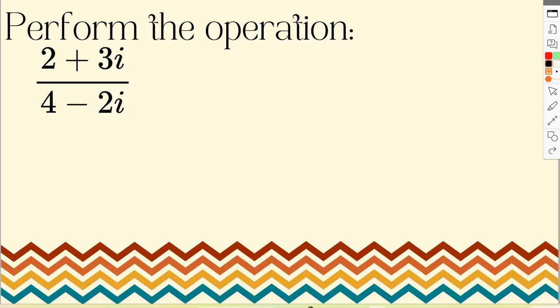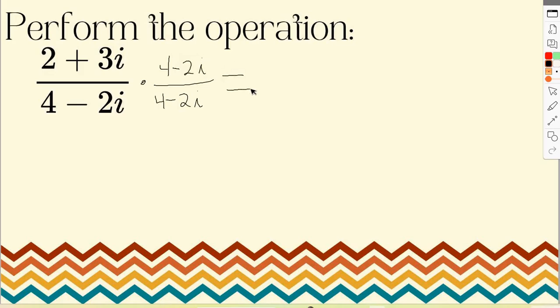So what might I do here to get rid of the i in the bottom? Times it by 4 minus 2i. Am I allowed to just multiply it by something because I feel like it? You have to multiply the top as well. Because now what are we technically multiplying by? 1. Alright. I'm good with that.